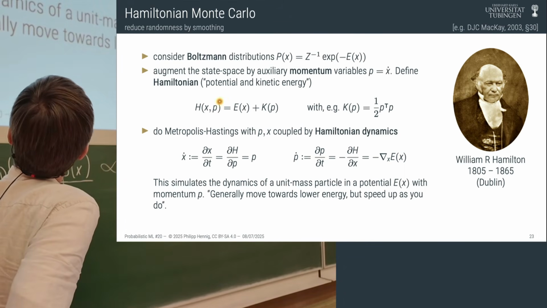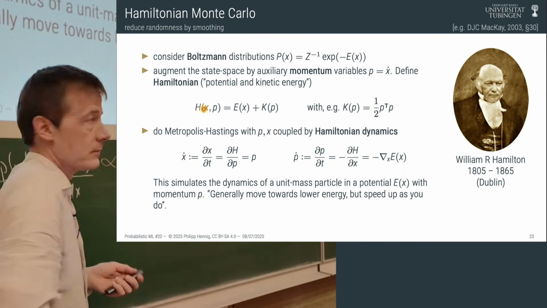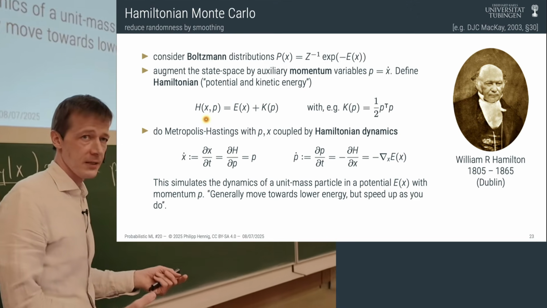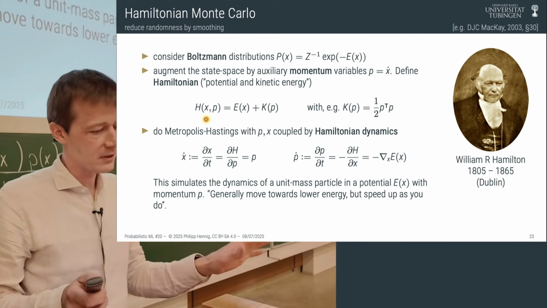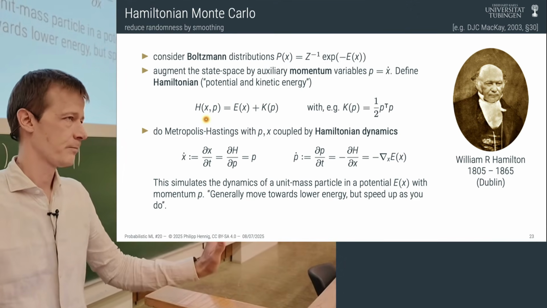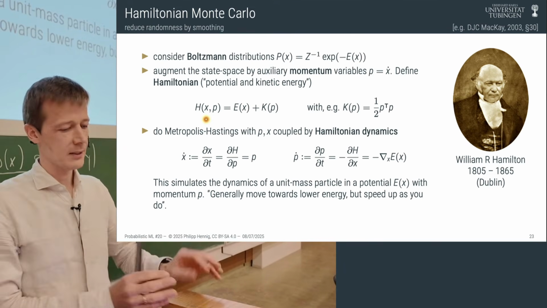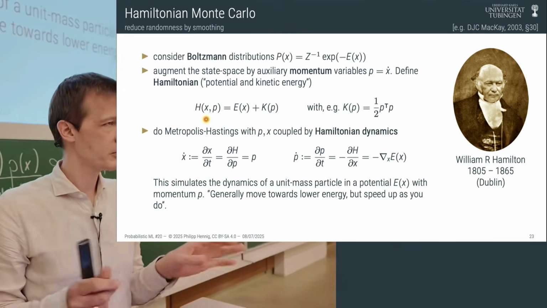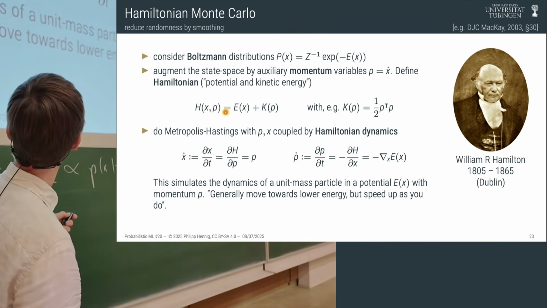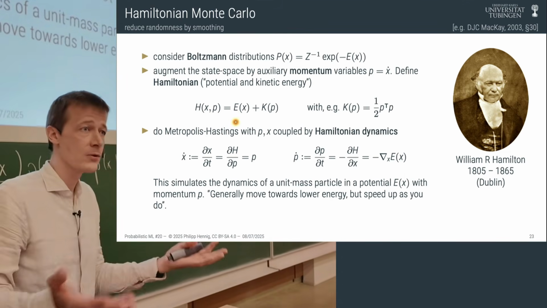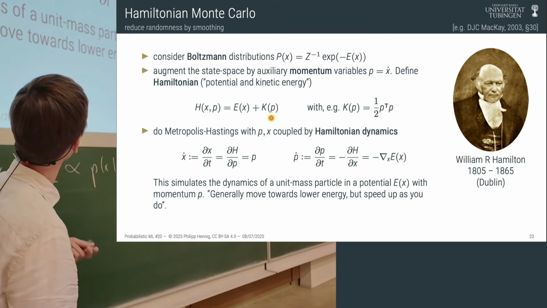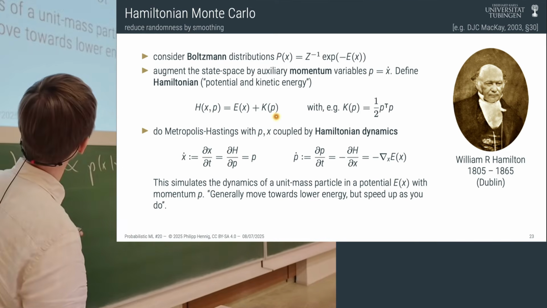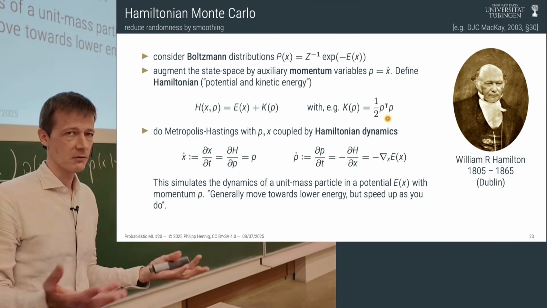Now, we can define a function called the Hamiltonian, which is a function of x and this new variable p, and it has the special property that we can think of it as a sum of two functions, one that depends on x and one that depends only on p. In physics, the intuition for this is that one of them is called the potential energy, something that depends on where you are, and the other one is called the kinetic energy, it depends on how fast you're moving. For example, you can set the kinetic energy to just a quadratic thing.